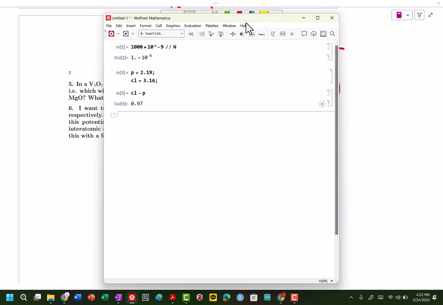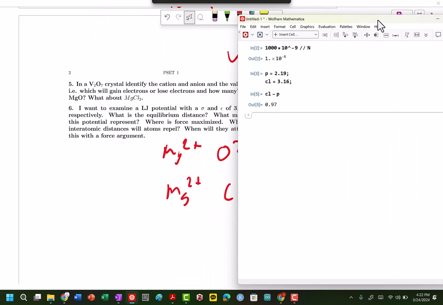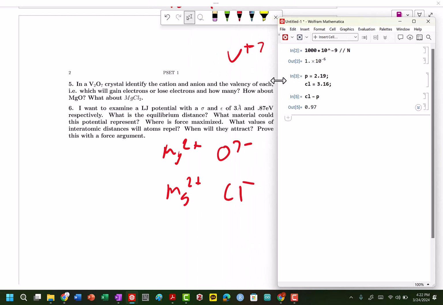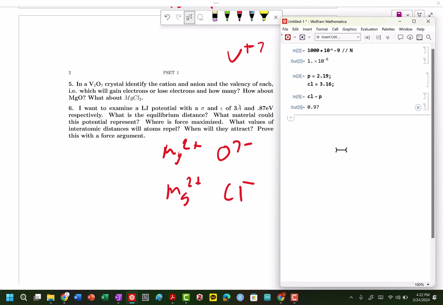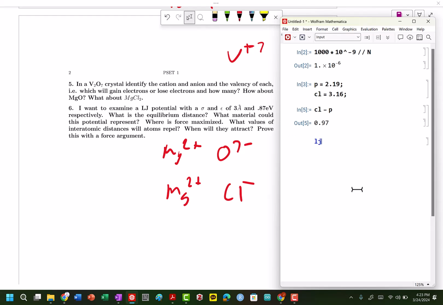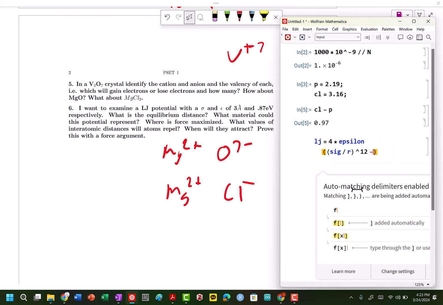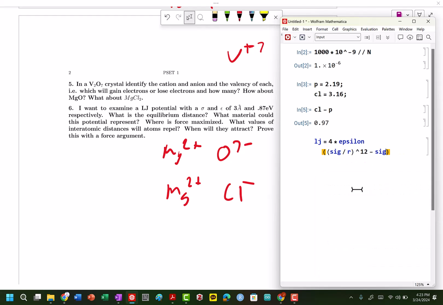So let's go ahead, and I want to zoom in just a little bit here, for the best visualization purposes, because I want to keep the question up. So let's say LJ is equal to 4 times epsilon times (sigma divided by r to the 12th minus sigma divided by r to the 6th). So we have that. Let's go ahead and define.